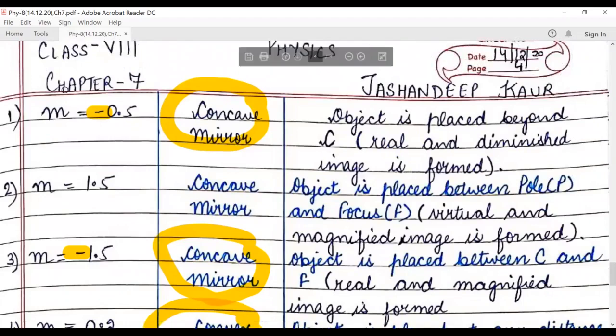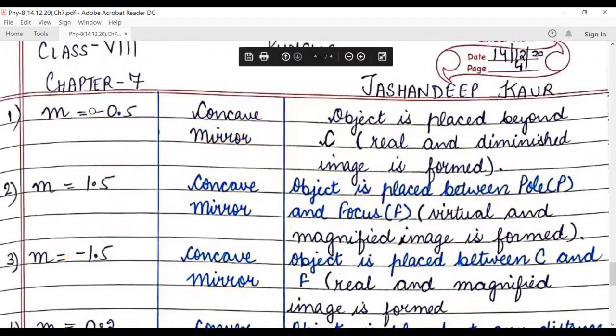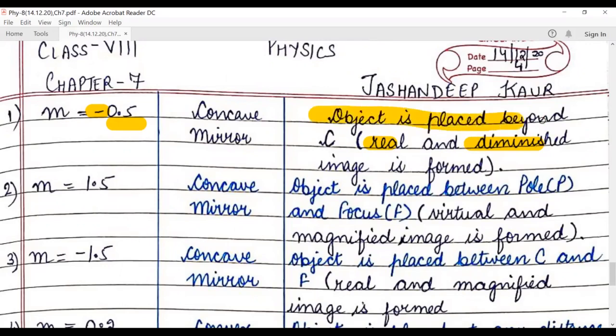Now coming to the first part again, minus means real inverted image, 0.5 means a diminished image. So a real and diminished image is formed, and it happens in the first case which we drew last week. It is happening when the object is placed beyond the center of curvature, that is capital C. The object is placed beyond the center of curvature.